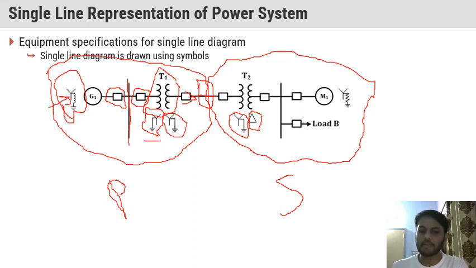So it will depend. Sometimes you can also compare it with your home distribution transformer, which is placed outside your society. That transformer will be delta to star connected, because we want the secondary side star.